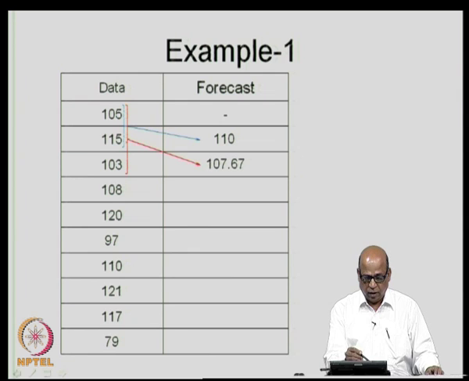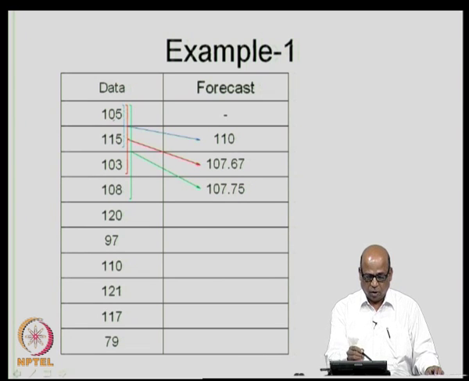105, 110 and 103, you forecast 107.67. That means you take the average of all of these and then forecast 107.67. So, this forecast is actually for the next time period. Then you take all these averages and forecast 107.75.